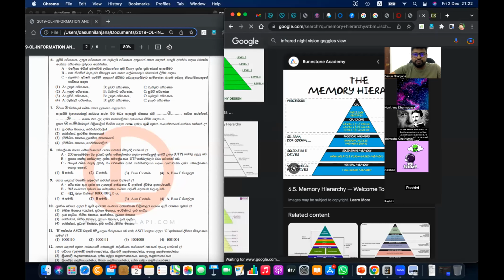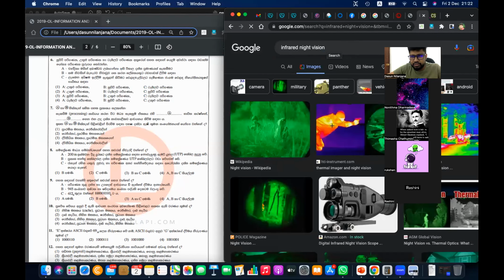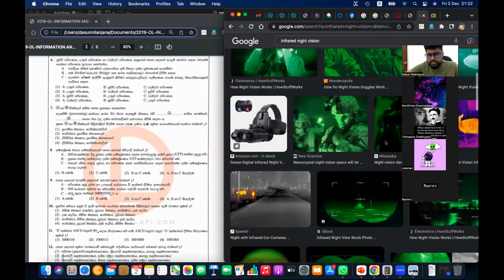So here, this is night vision goggles. For night vision we are using infrared light. So then we can see even at night.